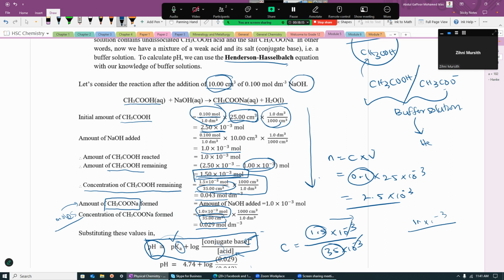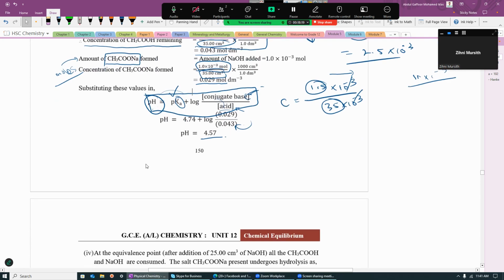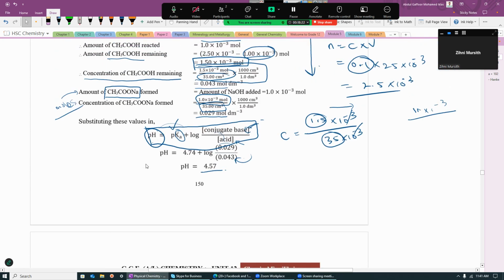So now we have identified this is going to be a buffer solution, and we are going to plug this into this equation. The conjugate base means the CH3COO minus, right? So let me erase all these things.